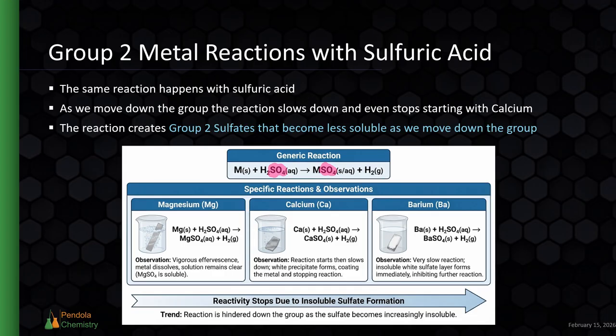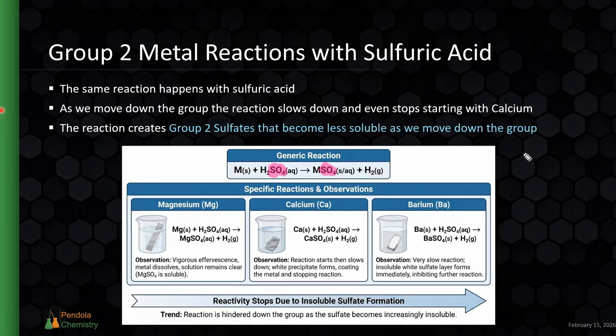But something very interesting happens with the metal sulfates. The metal sulfates are going to have different solubilities as we move down the group. As we move down the group, the reactions for the group 2 metals actually slow down and even stop once we get to calcium. So they start to react and then quickly stop after calcium. Why is that? Because this should be getting more reactive, right? Well, the reactions are going to create group 2 sulfates. So magnesium sulfate in the case of magnesium, calcium sulfate in the case of calcium, barium sulfate in the case of barium, and sulfates are less soluble as we move down the group.